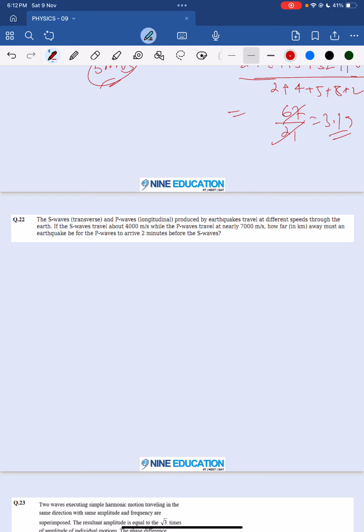If the S wave travels around 4000 meters per second, and P waves travel with 7000 meters per second, how far in kilometers must it be? So basically we have to figure out how quickly they are traveling, how quickly we can feel the earthquake. So we need to calculate the time for the P waves to travel.